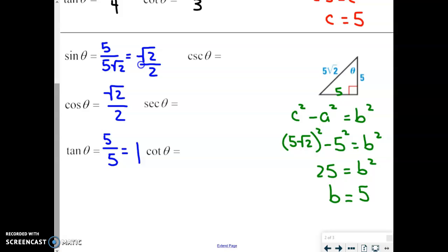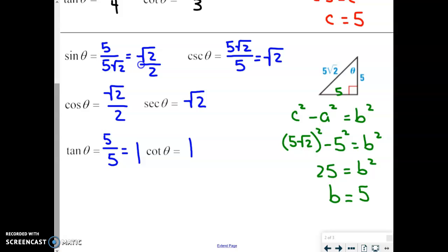So now the cosecant, remember, is the reciprocal of the sine. So in this case, it would be 5 square roots of 2 over 5, which would simply be the square root of 2. The secant, since the opposite and the adjacent are identical, would be the same, the square root of 2. And the cotangent, being the reciprocal of the tangent, well, the reciprocal of 1 is 1.